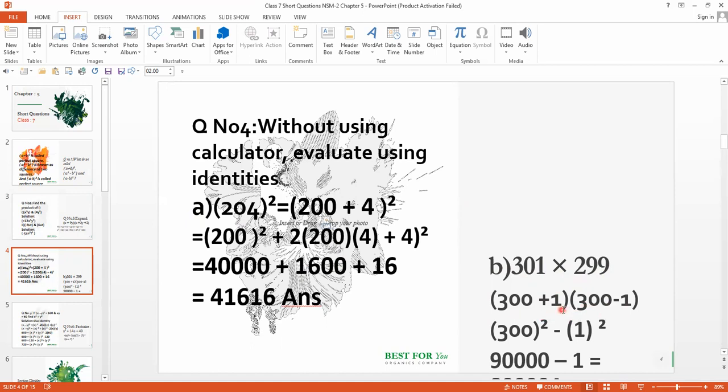Good. So I have to add 300 plus 1, and here I have to write 300 minus 1. Look at these two brackets. Automatically, these two brackets change into a difference of two squares. First we have a plus sign, then we have a negative sign. First term is same, second term is same. So it is a difference of two squares. What is the first term? 300. What is the second term? 1. So 300 square minus 1 square. So without using a calculator, how do I have to find it here? Look here, I have to find it in this way.